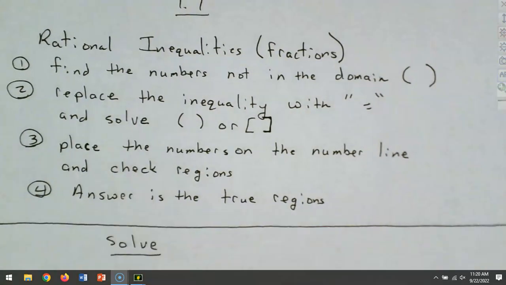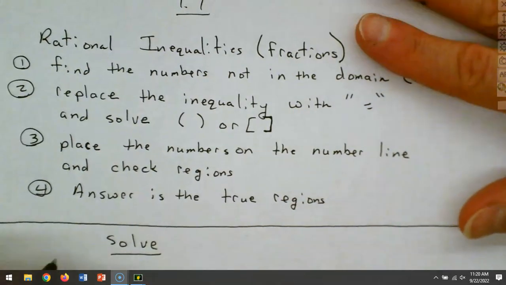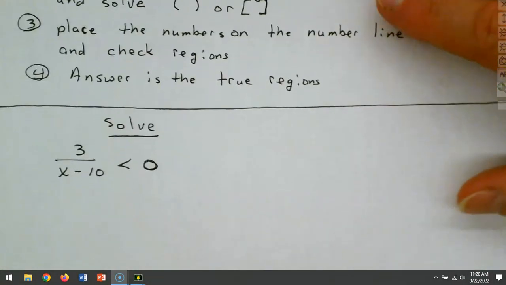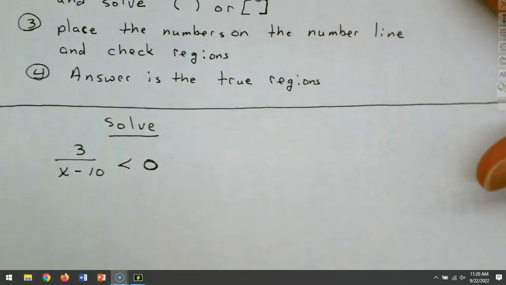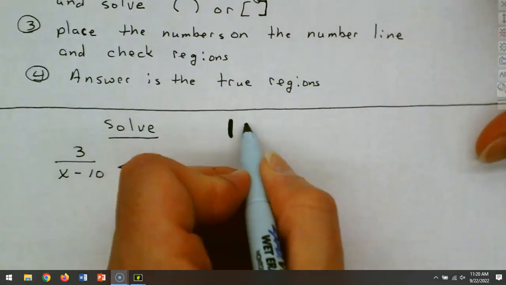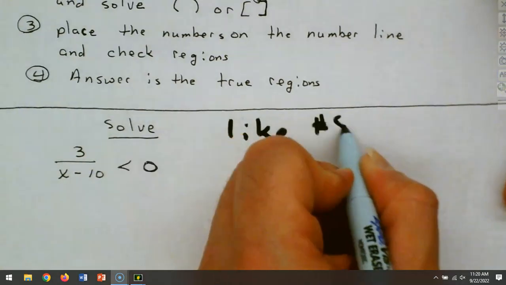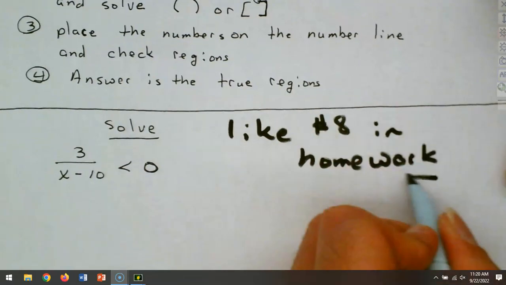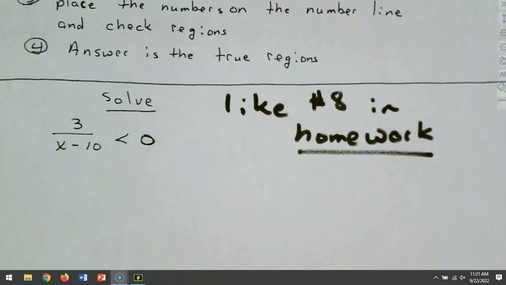So I'm going to look at one that's going to be very similar to question number 8 in your homework. So here's something that is very, very similar to question 8 in your homework. Different numbers. Switch the inequalities. Very, very similar. Okay, so what do we need to do first?